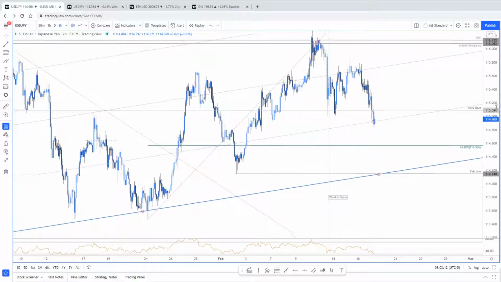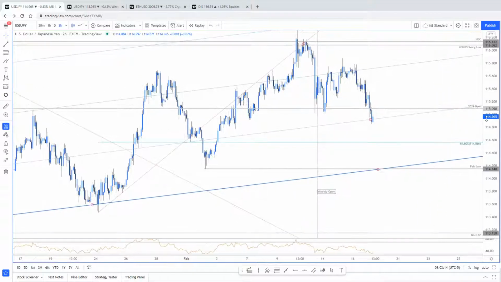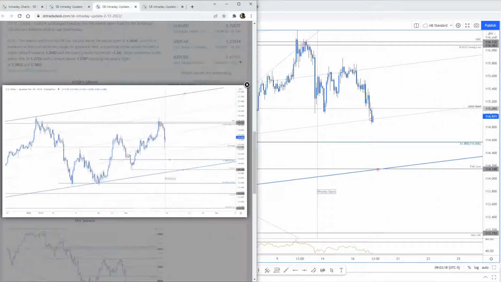This was the first target. The yearly open was 115.09. Slope 114.90 right here. Excuse me, I said 115.90, 114.90. So we're basically at this level right here, right below the 2022 open. 618 just lower, and again, the February low just lower.